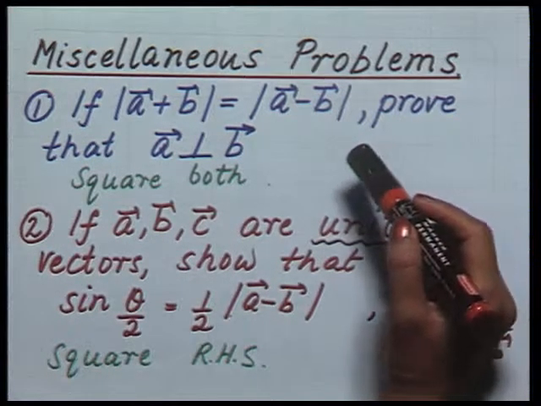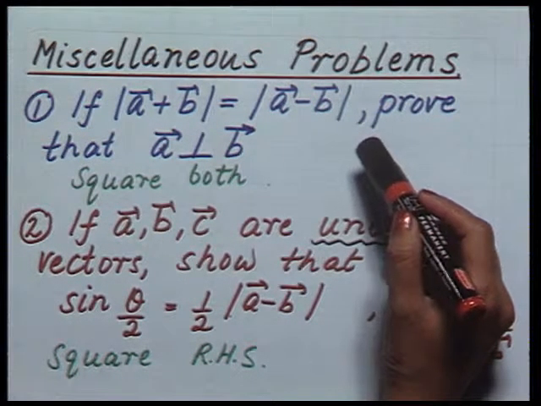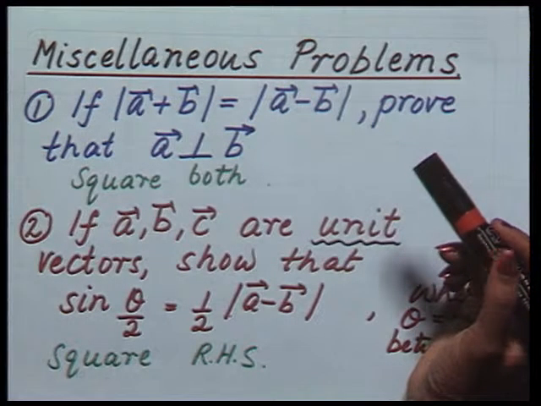I think you will have to put a little rider here that A is not equal to 0 and B is not equal to 0.